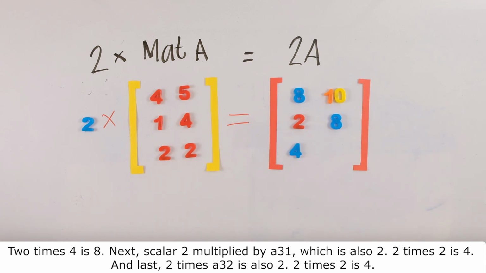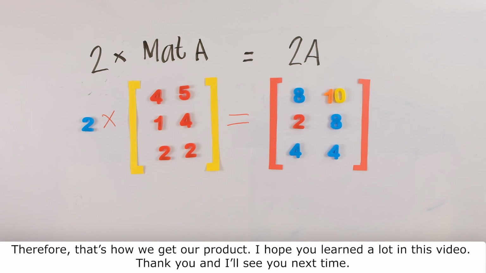And last, 2 times A sub 3,2, which is also 2. 2 times 2 is 4. So therefore, that's how we get our product.